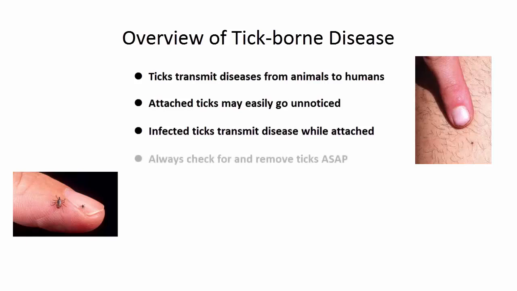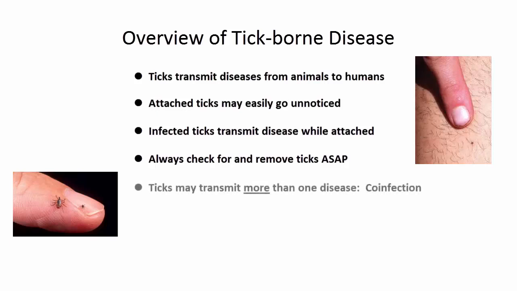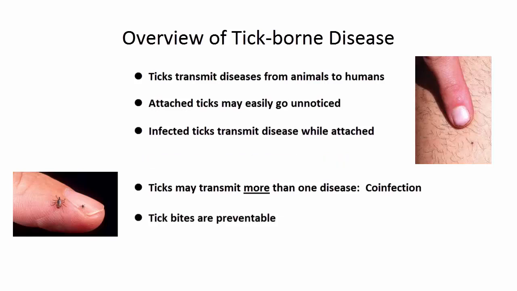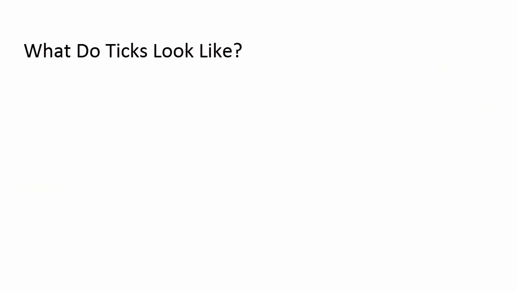So always check for ticks shortly after leaving a suspected tick zone, and always remove ticks as soon as possible. Co-infection means that ticks may transmit more than one disease in one single bite. Fortunately, you can prevent tick bites by following a few precautionary steps. What do ticks look like?